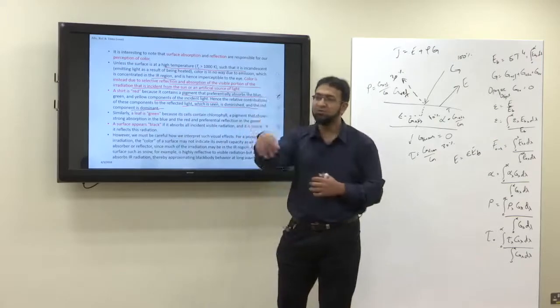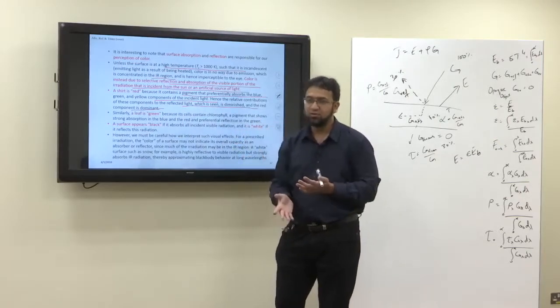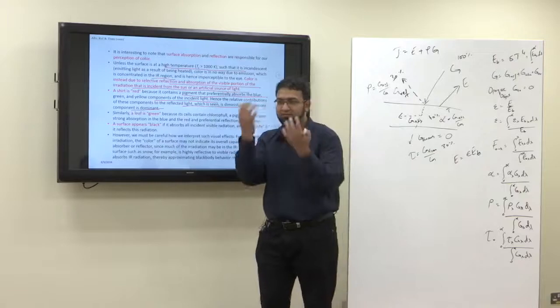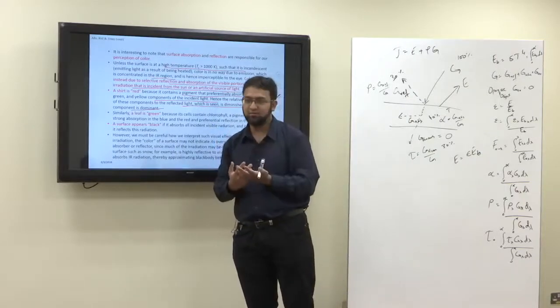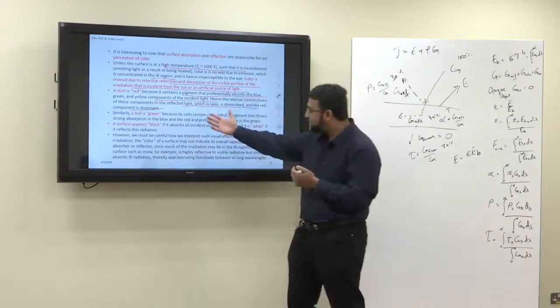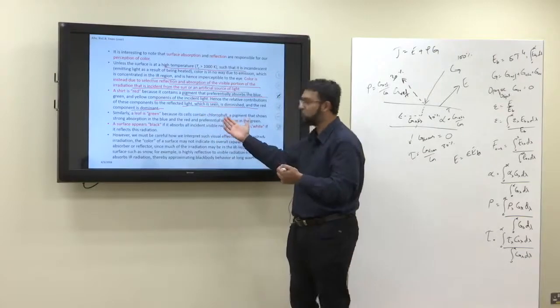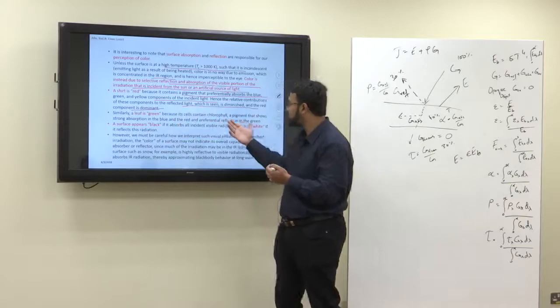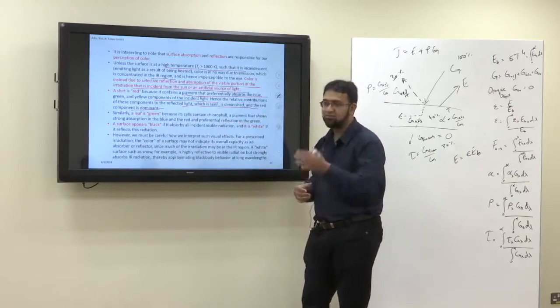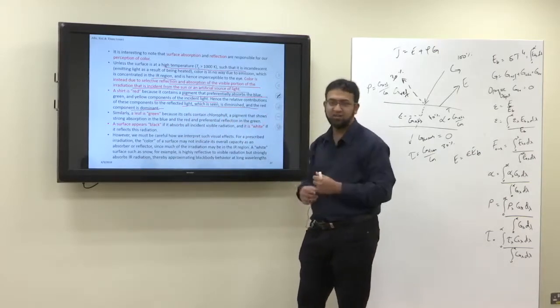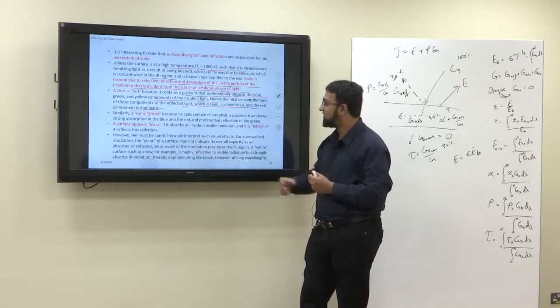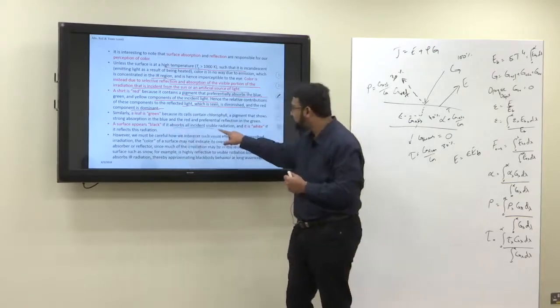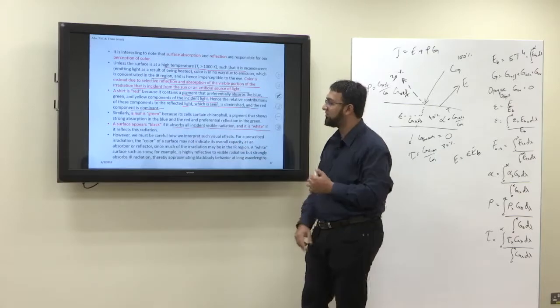So this is red because all others are absorbed. The only one which is dominant being reflected out is the red. Similarly, a leaf is green because its cells contain chlorophyll, a pigment that shows a strong absorption in the blue and the red and preferential reflection in the green. So it absorbs the other and green is reflected. A surface appears black if it absorbs all incident visible radiation, and it is white if it reflects this radiation.